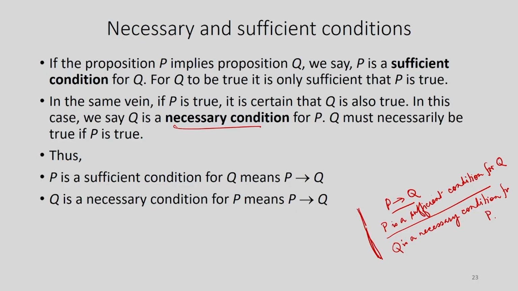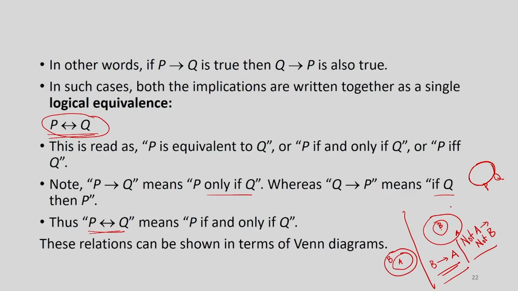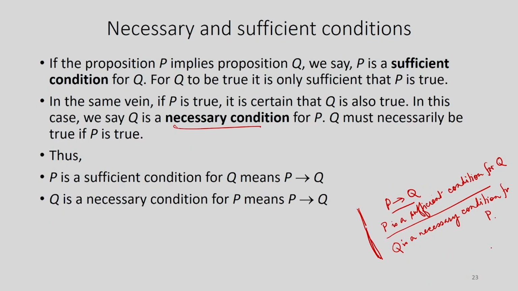We are putting the same thing in different languages, and this third one, Q is a necessary condition for P, is also written in this way, and actually this is how we are going to write it more often: not Q implies not P. So, that is a more conventional way of saying that Q is necessary for P. All right.